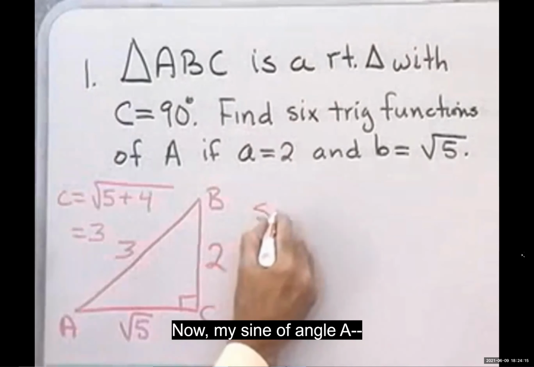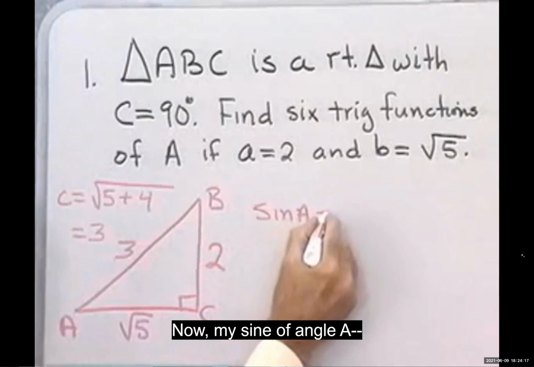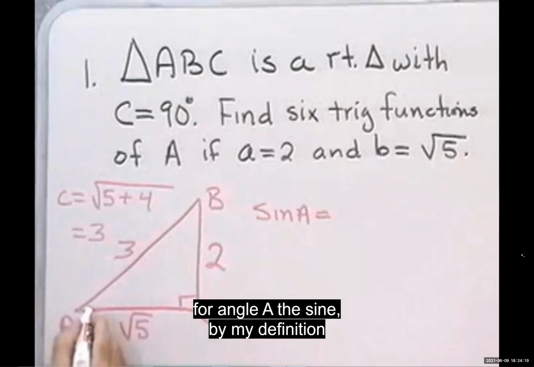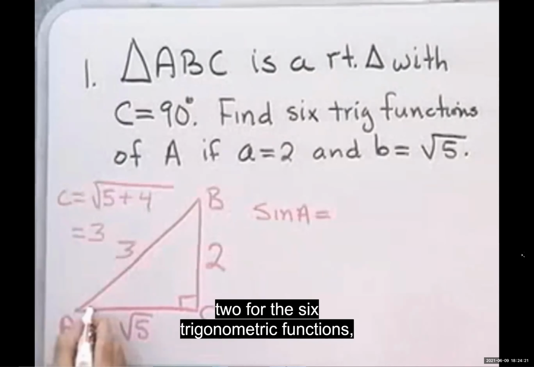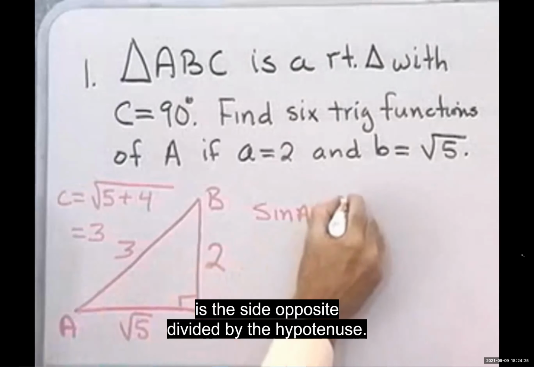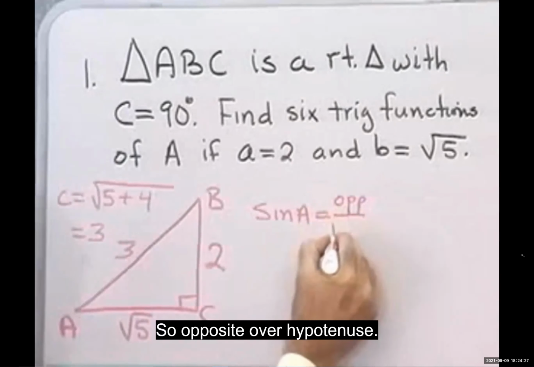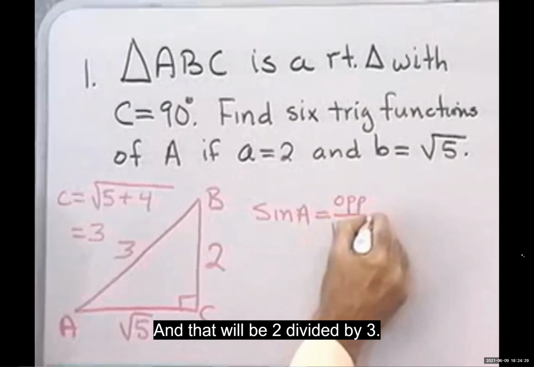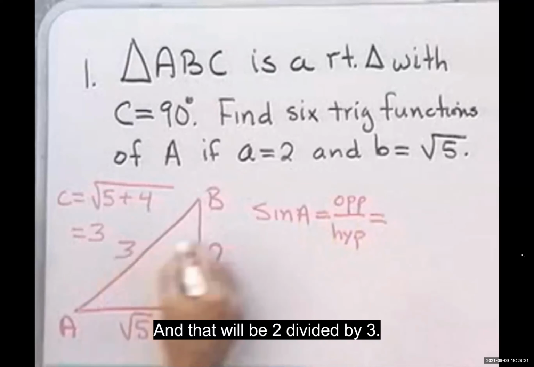Now, for the sine of angle A, by my definition for the six trigonometric functions, it is the side opposite divided by the hypotenuse. So opposite over hypotenuse, and that will be 2 divided by 3.